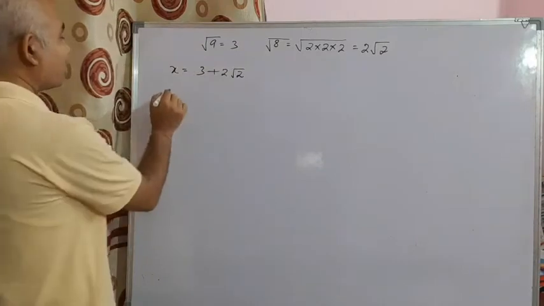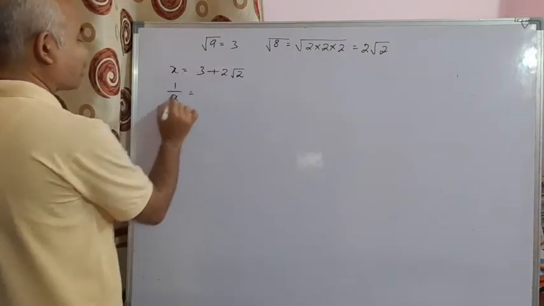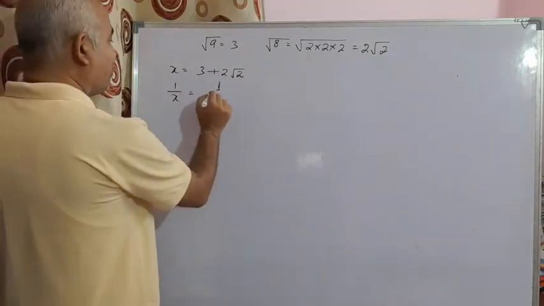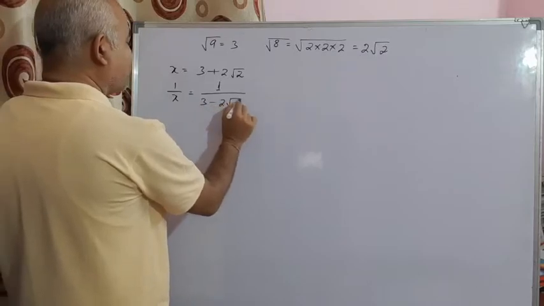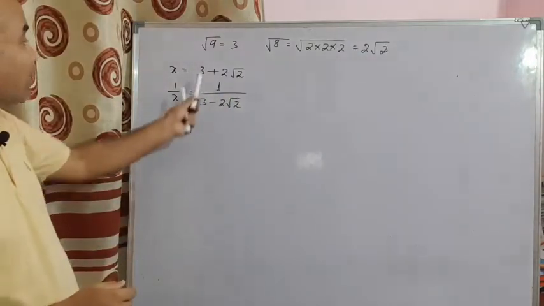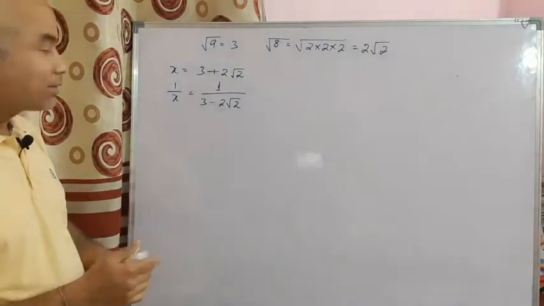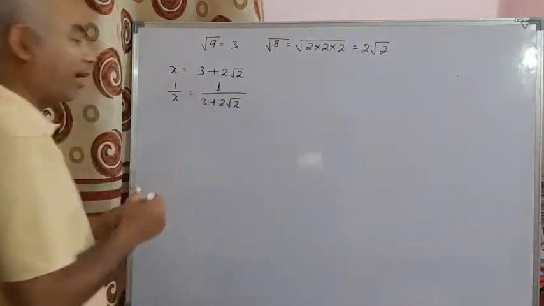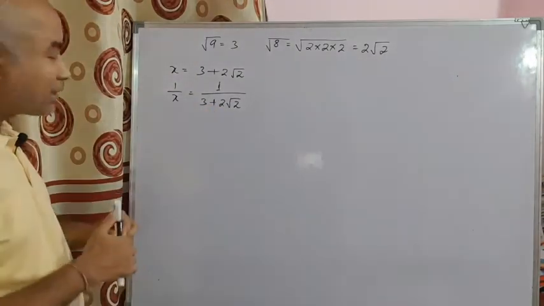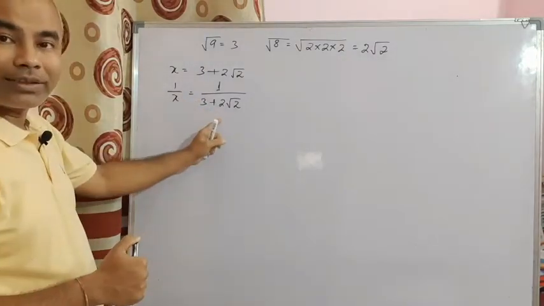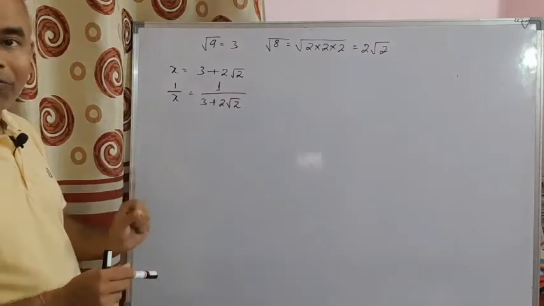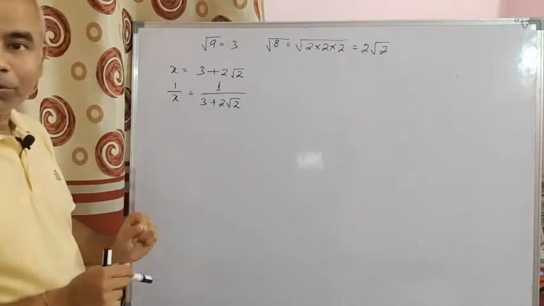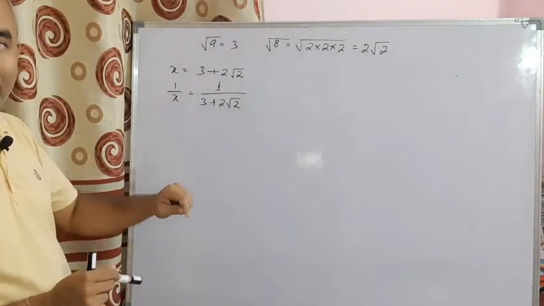Now suppose I want to find 1 by x, that means the reciprocal of x. So when I calculate the reciprocal of x, it will be 1 by 3 plus 2 root over 2. If you have seen my previous videos, then you know that 3 plus 2 root over 2 is an irrational number. So what you have seen here is that the denominator of this fraction is irrational. Now in standard form, the denominator of a fraction must be rational. So this 3 plus 2 root over 2, which is irrational, we have to convert to a rational number.